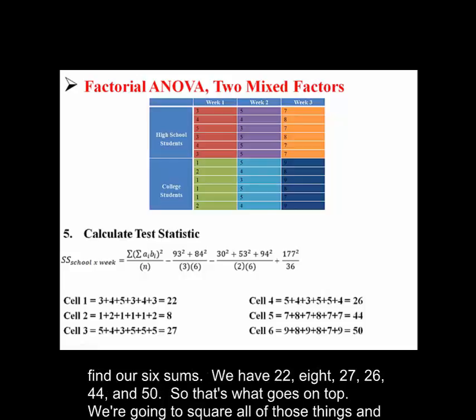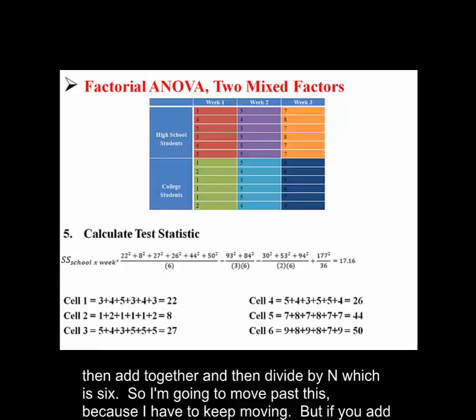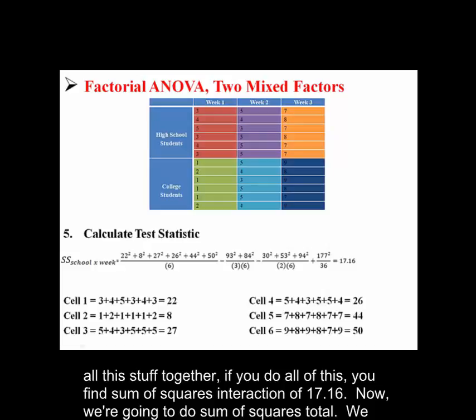So we find our 6 sums. We have 22, 8, 27, 26, 44, and 50. So that's what goes on top. We're going to square all those things and then add them together, and then divide by n, which is 6. So I'm going to move past this because I've got to keep moving, but if you do all of this, you find a sum of squares interaction of 17.16.